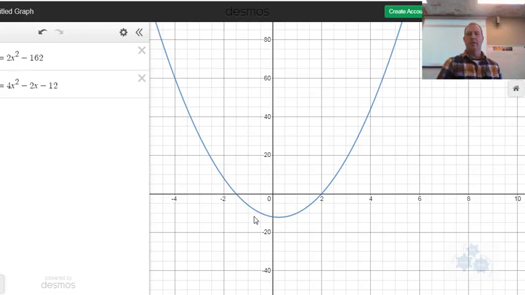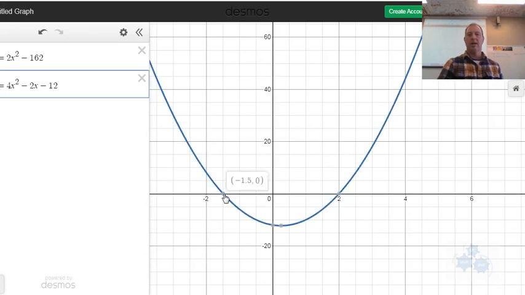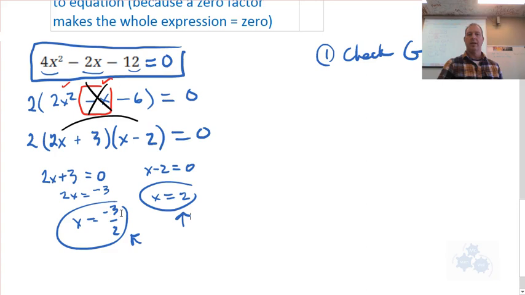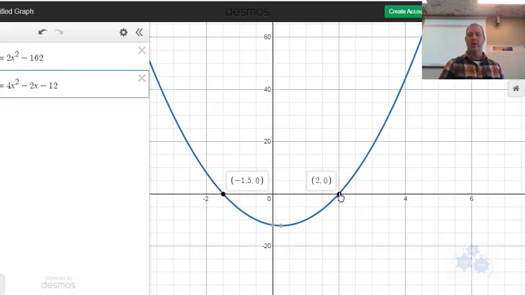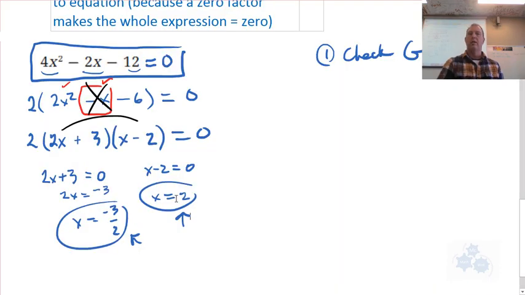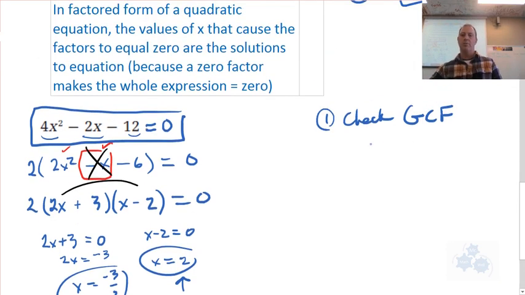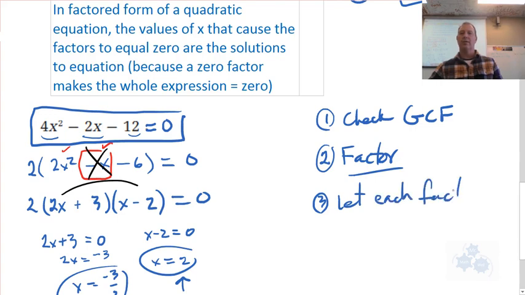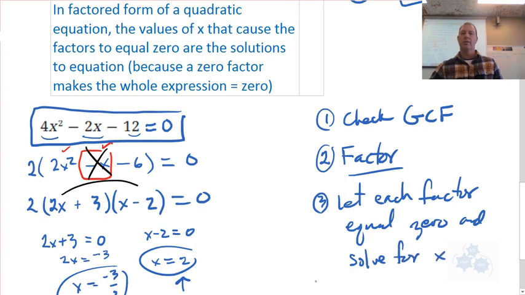Over here is the corresponding quadratic, and I have negative 1.5. That is negative 3 over 2. And over here I should have 2. So let's finish the steps over here. 1, check for a greatest common factor and remove if possible. 2, factor. 3, let each factor equal 0 and solve for x. And then 4, verify, either by graphing or by simply plugging your x values into the equation.